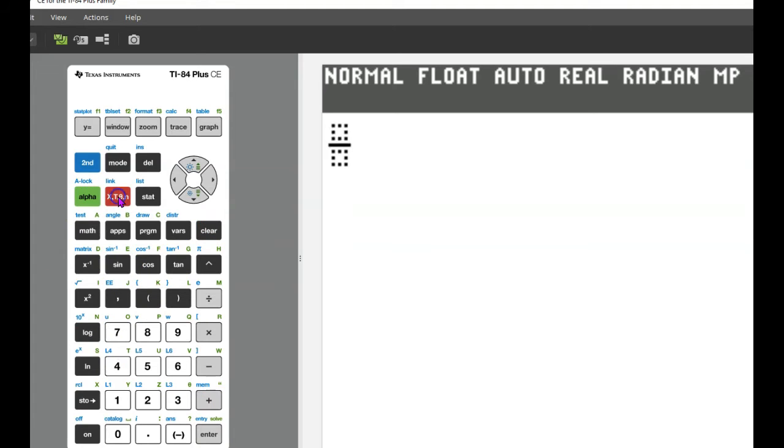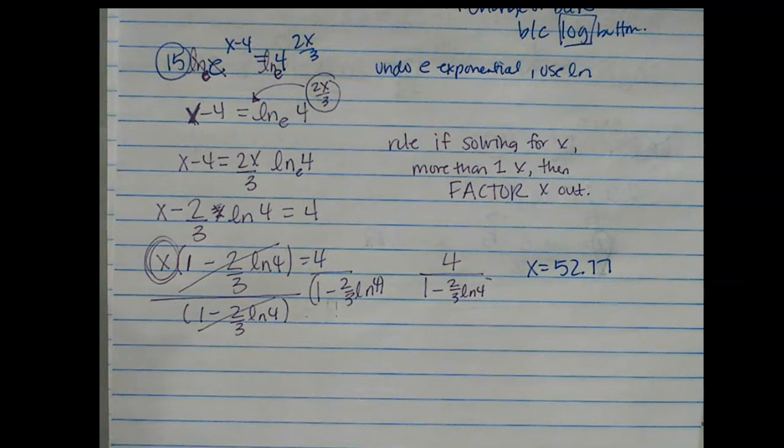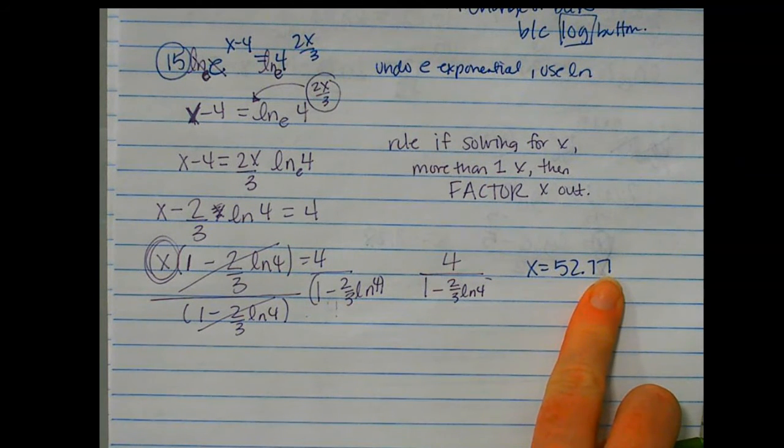So I'm going to do fraction because that's easier. 4 divided by 1 minus, I'm going to say another fraction, 2/3 natural log of 4. And that just has its own button, natural log of 4. And I get 52.15. Oops, can't see it. And I rounded up, so I've got this.